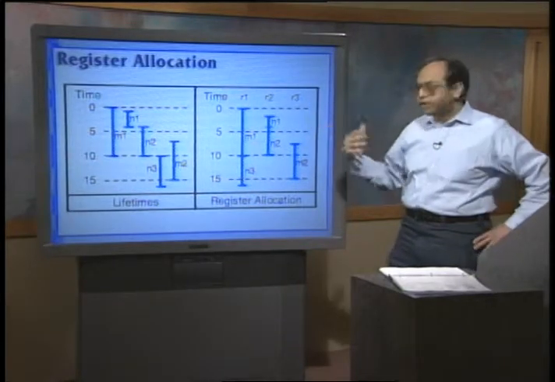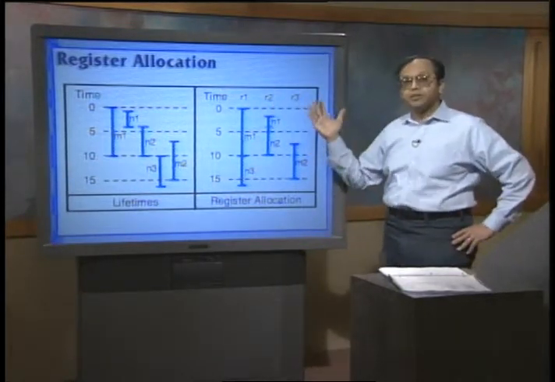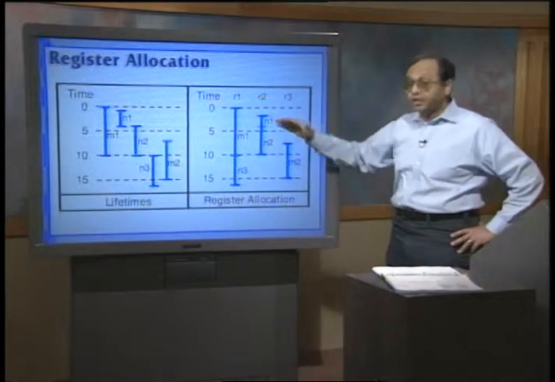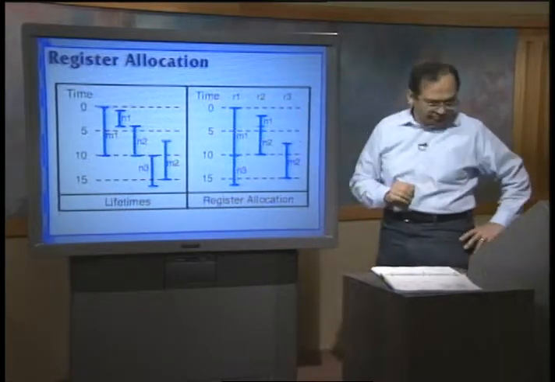So there's a trade-off here. We ended up requiring 3 registers rather than the original 2 registers, M and N, that we had. On the other hand, we ended up with a shorter schedule.